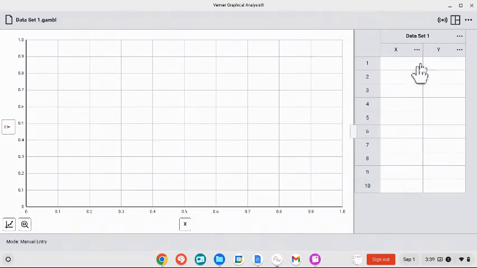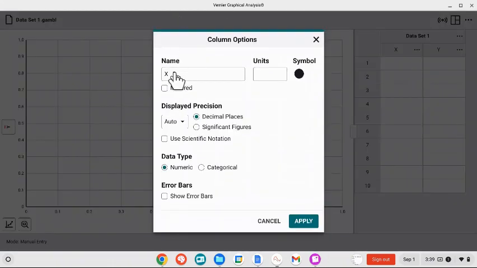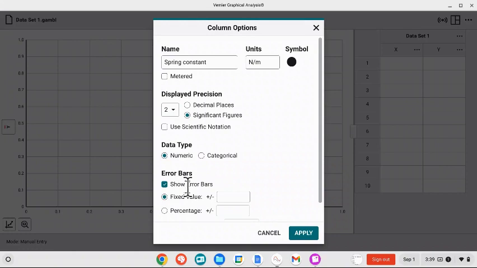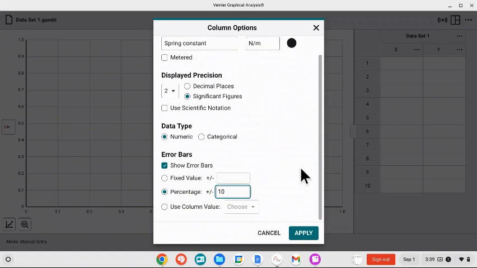I'm going to start by formatting my data over here. The first thing we're going to do is go to column options. Our first column is going to be our spring constant, and the unit is Newton per meter. We are going to give a certain number of significant figures for this one, and it's going to be 2 significant figures. We are going to show the error bars because we can. It is a percentage, plus or minus 10%, and that's according to the material that we're using. So I'm going to apply that.